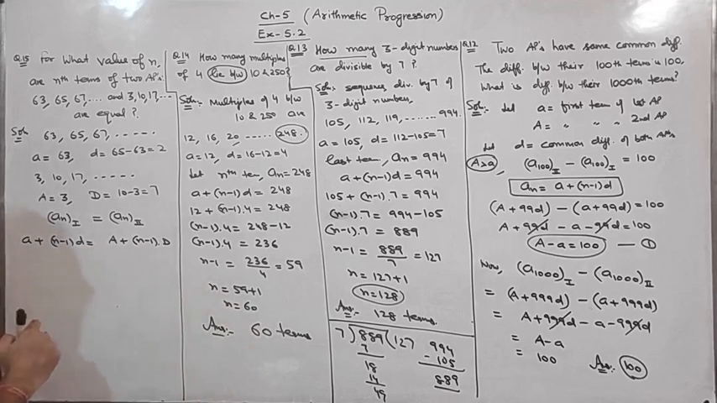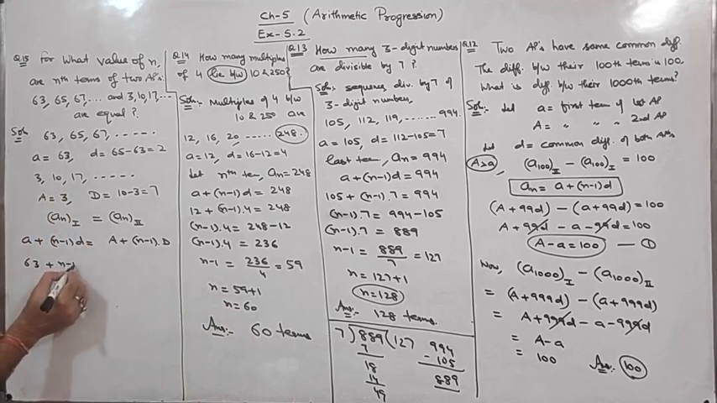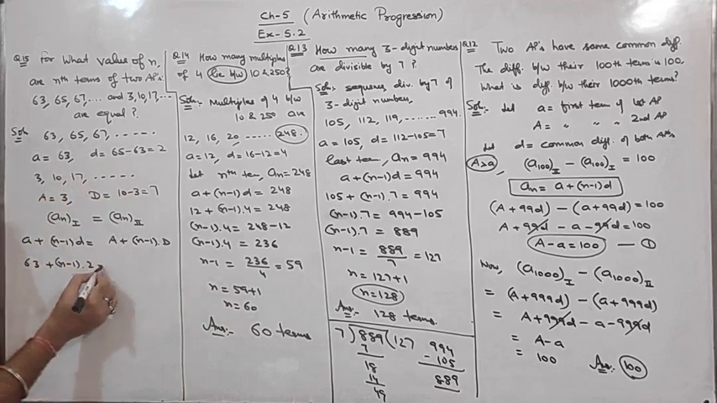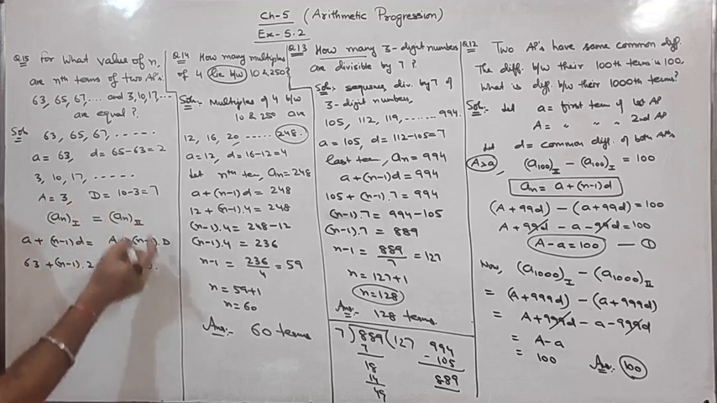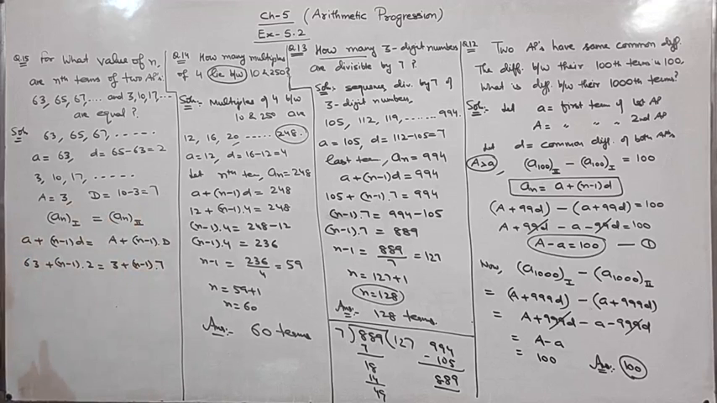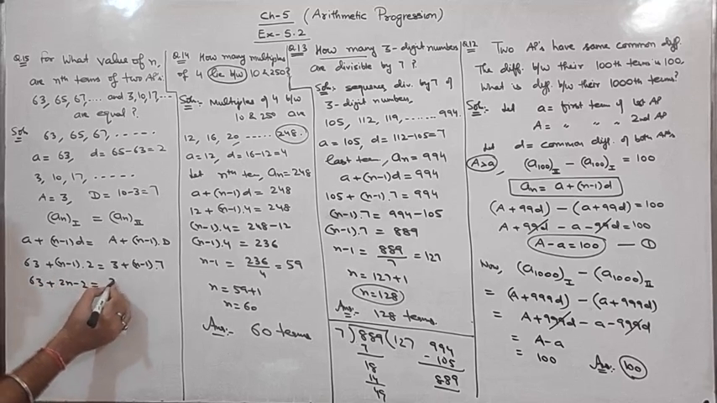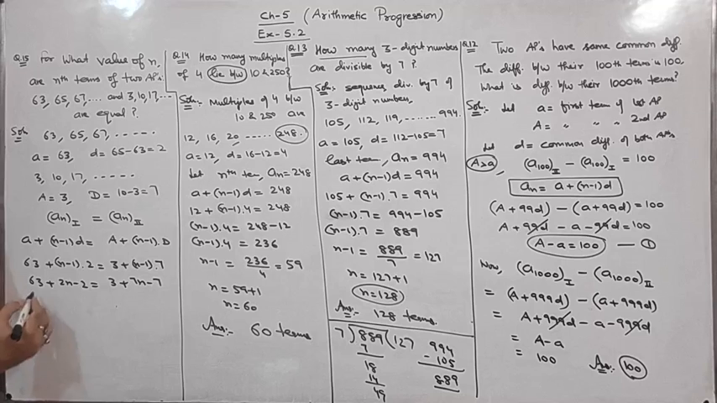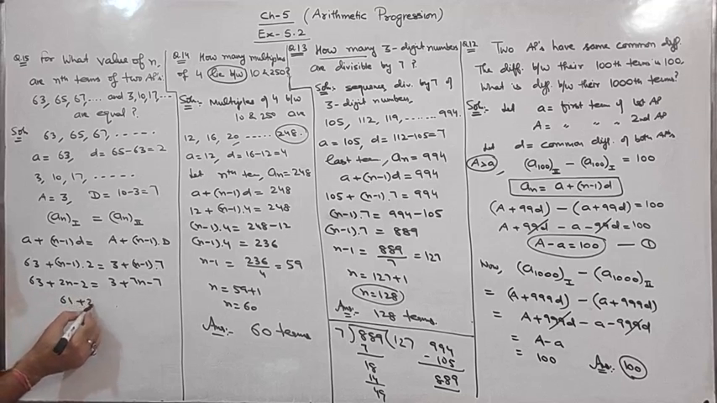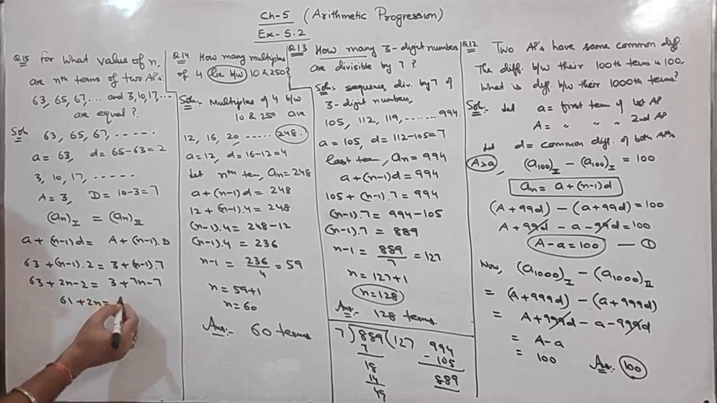A and D are different. Put the values of A and D. A is 63 plus n minus 1 into d, 2. Now capital A is 3, n minus 1 into d is 7. Now solve this equation for n. 63 plus 2n minus 2, equals 3 plus 7n minus 7. 63 minus 2, 61 plus 2n, 3 minus 7, it is minus 4.